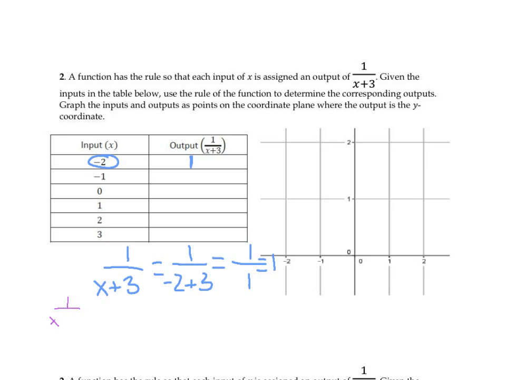Using 1 over x plus 3 again, we can plug in our input of x equals -1 for x, so we get 1 over -1 plus 3. So we have 1 over, and then -1 plus 3 is 2. So our output is 1 over 2.